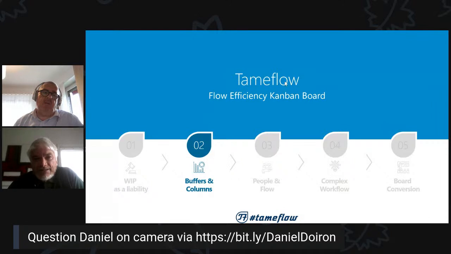Why am I seeing this? Well, let's see a traditional Kanban board with the buffers and the columns.